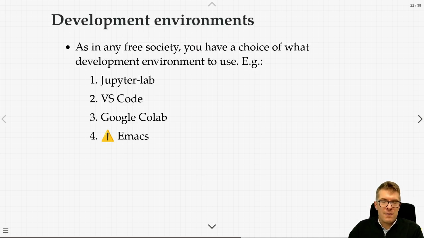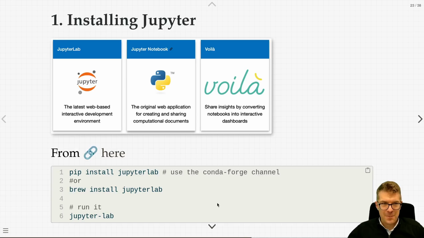In a free society, we have real choices, and likewise, we have a choice of what development environment to use. Jupyter Lab is by far the most common, and we're generally going to assume that we're using that in this course. But VS Code, I've noticed a lot of students like using VS Code, so that's perfectly fine. Jupyter Notebooks run there as well. We'll talk about Google Colab in a moment, which is an online platform, and then Emacs. I love Emacs, but even I use Jupyter Lab for my notebooks, but we'll talk about Emacs too, because everyone should learn more about Emacs.